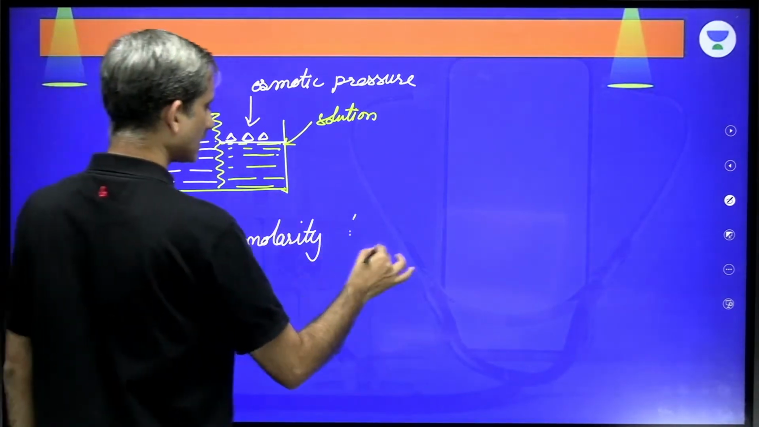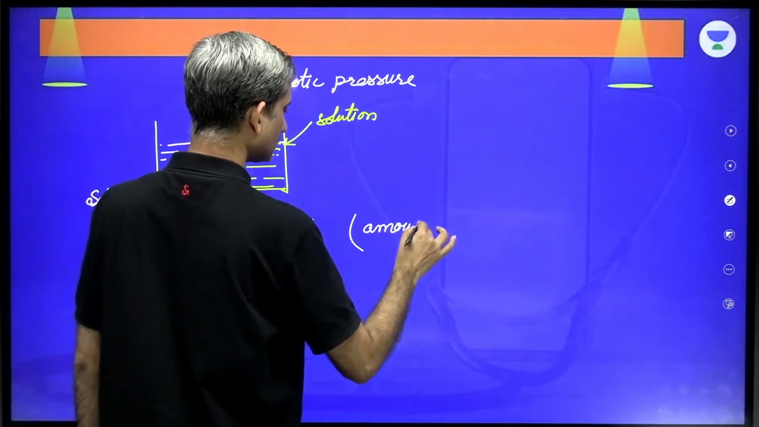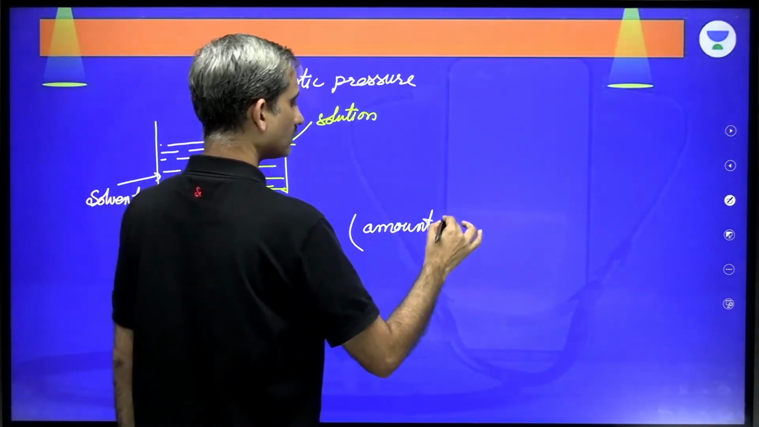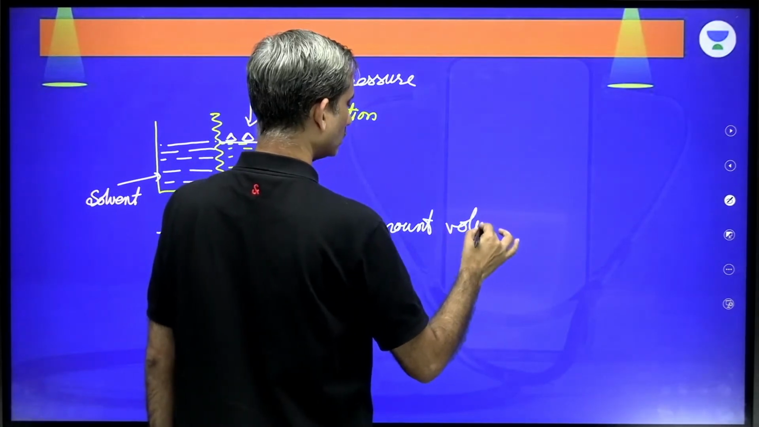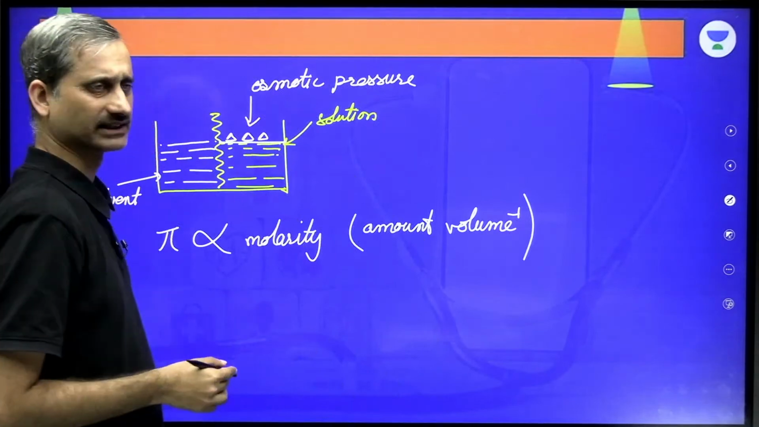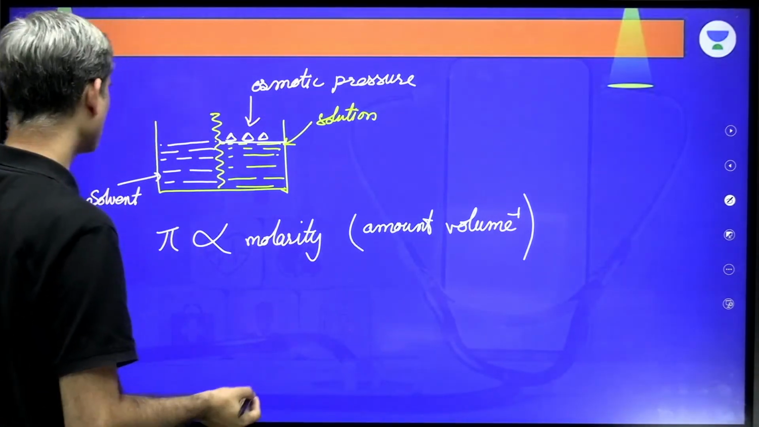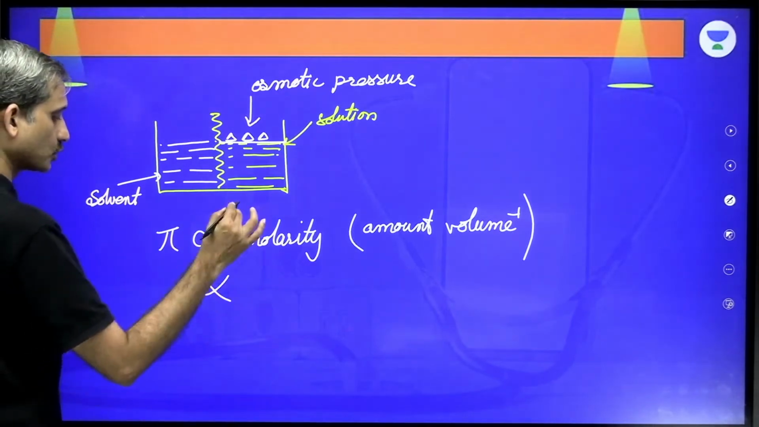Or you can say amount per unit volume. It's not a necessity that we have to have molarity. We can simply have n by V, amount per unit volume, and this is also proportional to temperature.